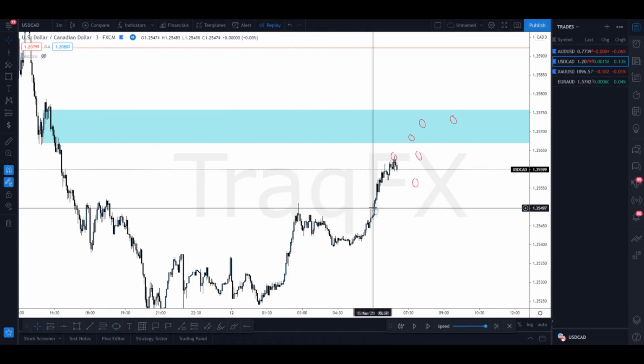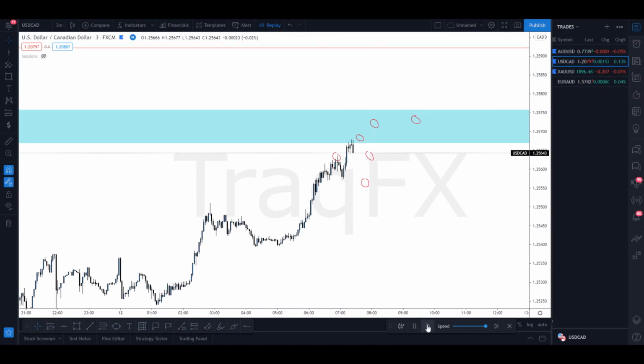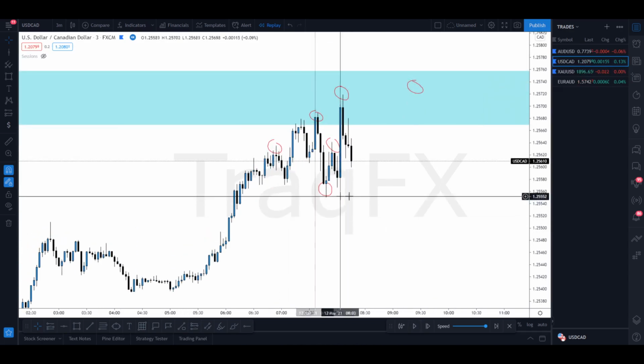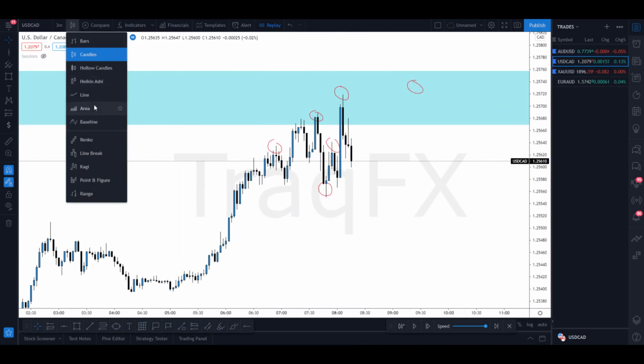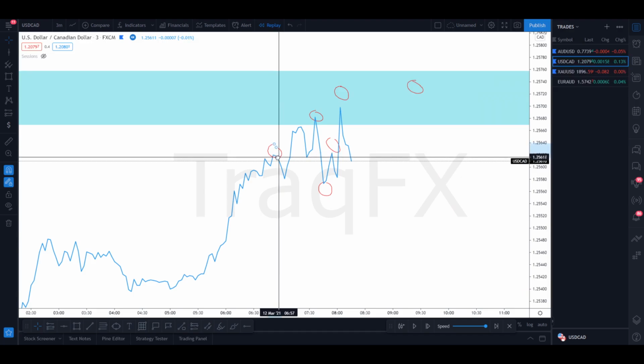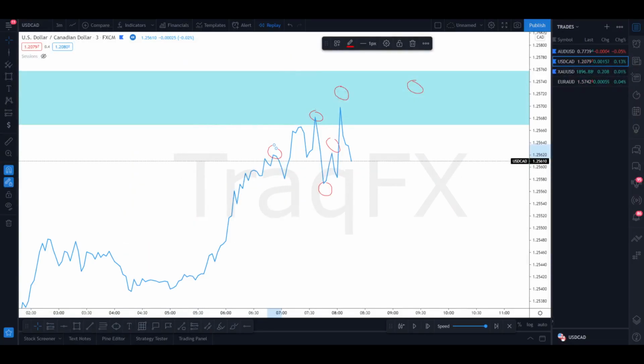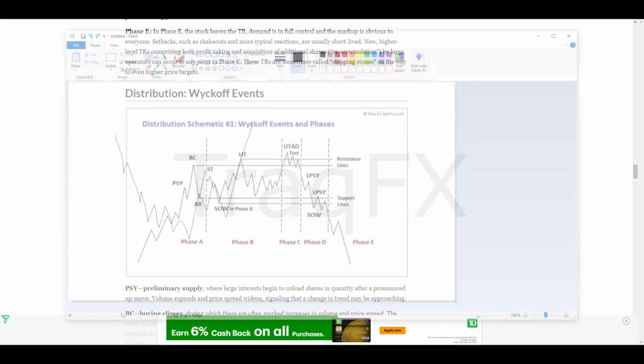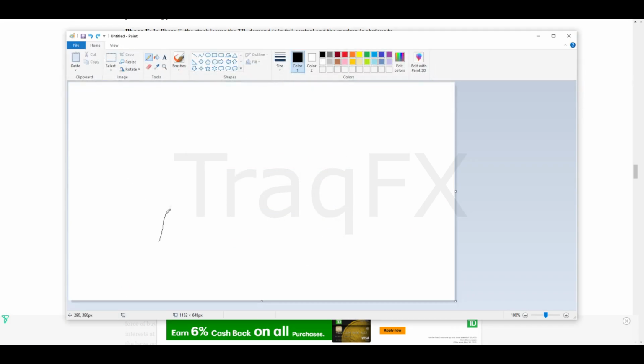So let me go down to my USD CAD chart and let's see this. Right over here, someone might say, how do you know which one is which? Let's go down to the line chart and break this down. Right here, we see that the market makes a push up, right? We see that the market makes a push up.